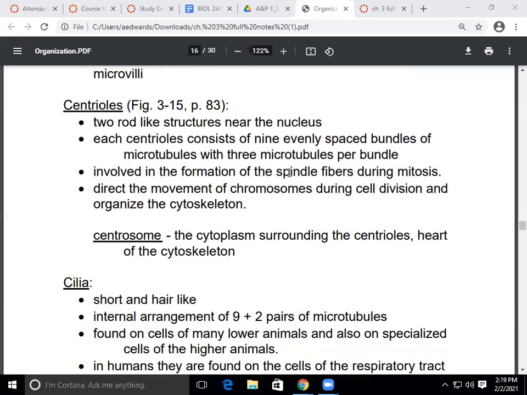And they're involved in your formation of your mitotic spindle fibers. We talked about that earlier. And they actually are going to control the movement of the chromosomes when your cells divide. They also help organize your cytoskeleton. And again, we'll see how that works in cell division when we talk about mitosis. The centrosome is your cytoplasm that surrounds your centrioles. Okay, and it's quote unquote the heart of the cytoskeleton. So the centrioles and the cytoplasm around it form what we call the centrosome.